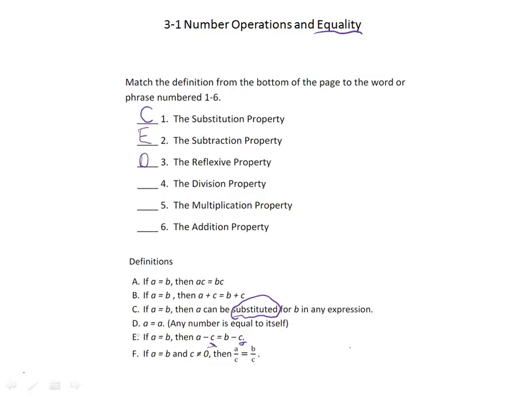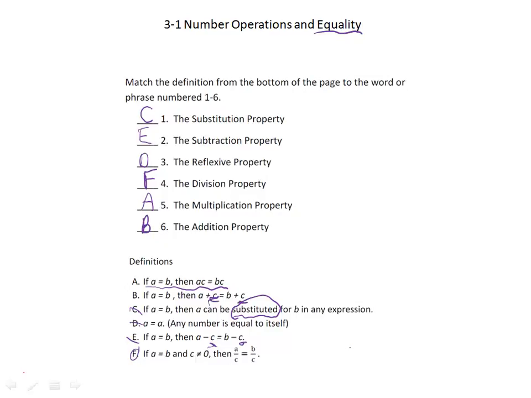The division property. So we've used C, E, and D, and now we have the division property. So which one of these involves dividing? You can see that it's F, and then the multiplication property. There are only 2 left, A and B. Which one involves multiplication? So here you have if A equals B, then if I multiply both A and B by C, I will again have an equality. Finally, the only one left is the addition property, so that's got to be B. And that's where we're adding C to both sides.